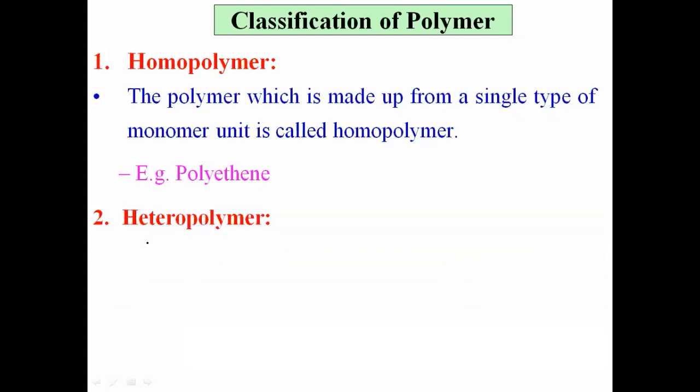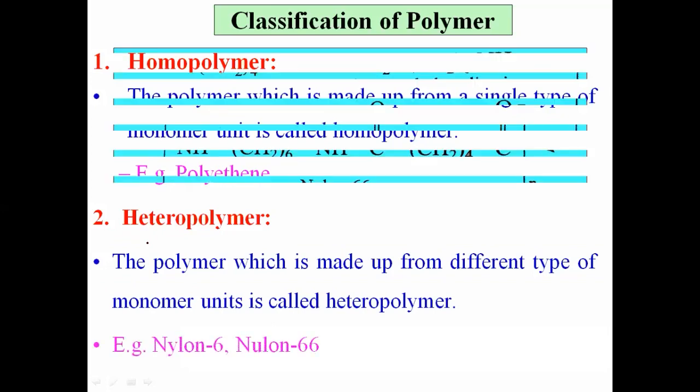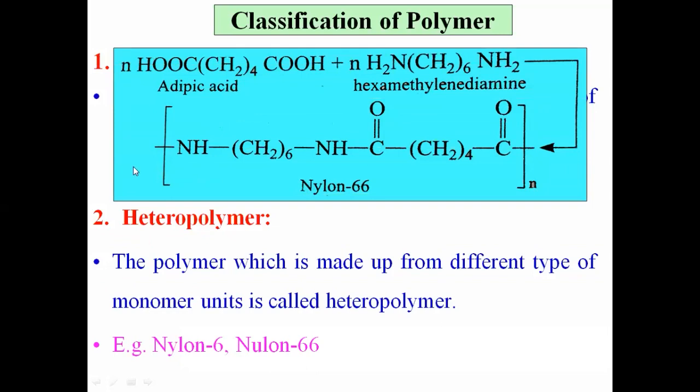Let us see the second type, heteropolymer. This polymer, which is made up from different types of monomer, means that polymer is prepared by using different types of monomers, and it is called a heteropolymer. Examples are nylon 6 and nylon 6,6. Let us see the synthesis of nylon 6,6.